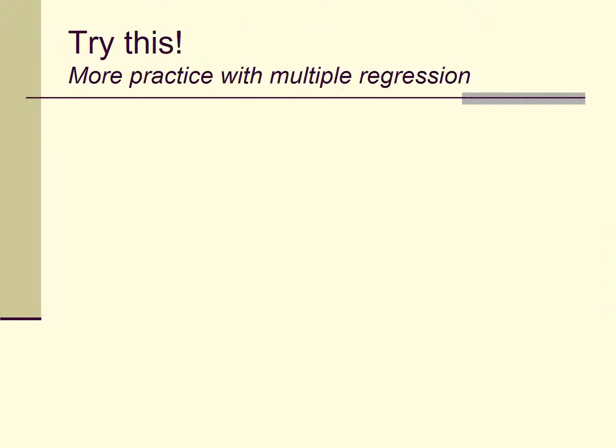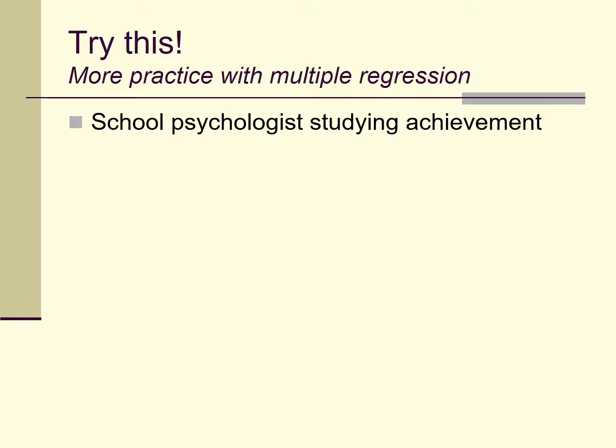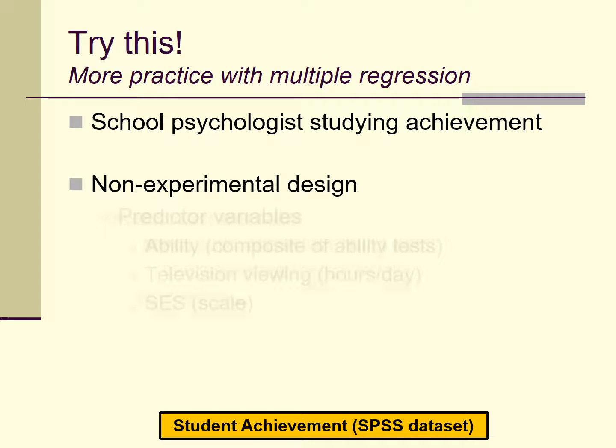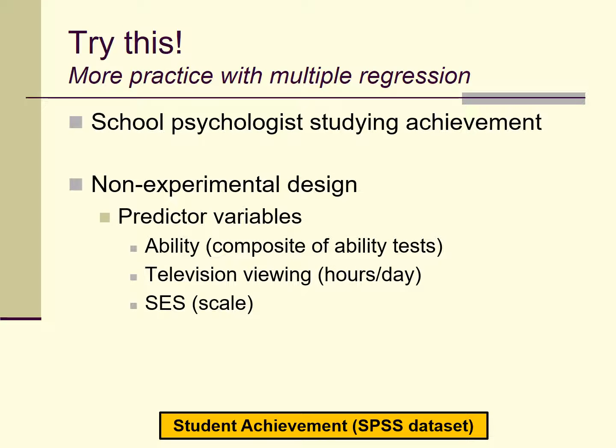Test yourself. Okay, so the basic setup is, imagine you're a school psychologist and you're studying achievement. That is, essentially grades, how well people do on standardized measures of knowledge acquired. You're doing a non-experimental study where you have some predictor variables. You've got ability, that's scores on standardized tests of intellectual horsepower, if you will. IQ, intelligence, would be a more common term we might use to refer to intellectual ability. So intelligence or ability is one predictor.